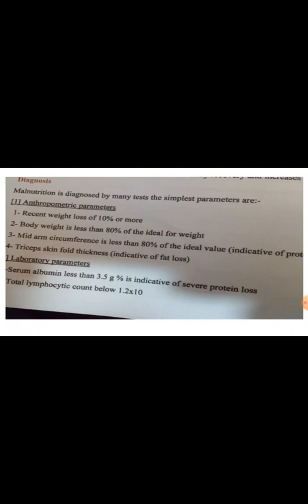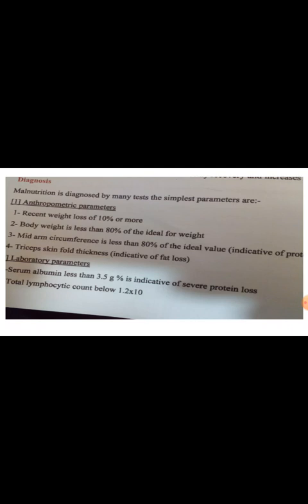If the body weight is less than 80% of the ideal body weight, we know there is a BMI, which is body mass index. Body mass index is calculated by the weight of the patient in kilograms over the height in meters squared. If the BMI of the patient is less than the ideal, or is at 80% of the ideal weight, this indicates malnutrition of the patient.